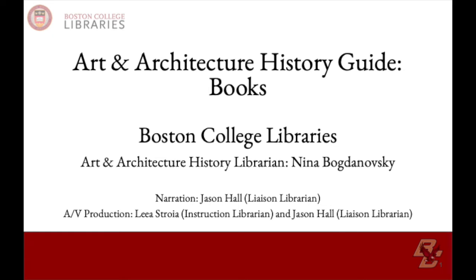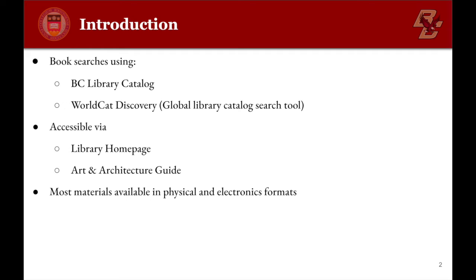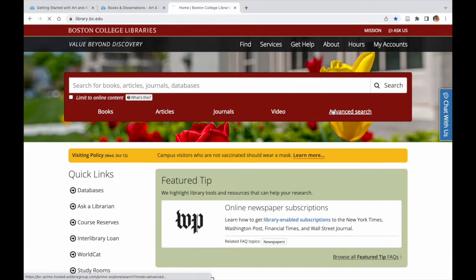Welcome. The next step in conducting art and architecture research will be to explore the book catalogs, BC Library Catalog, and WorldCat Discovery. These can be accessed through the Art and Architecture History Guide or through the main library website. In the BC Library Catalog, we can find books available through the library either in print or electronic format.